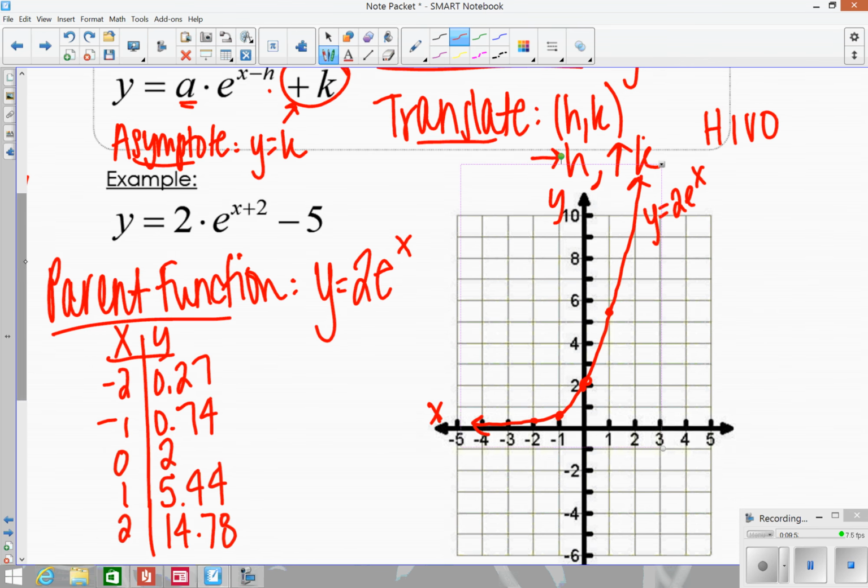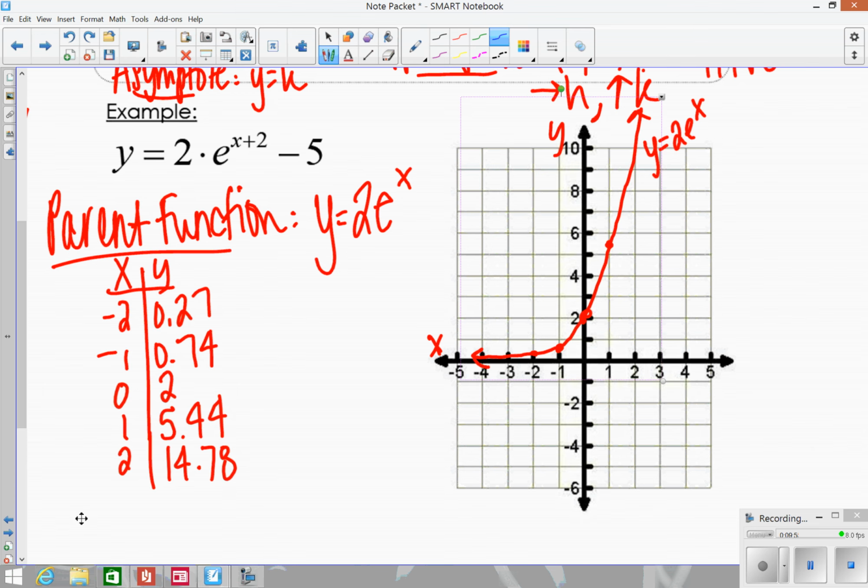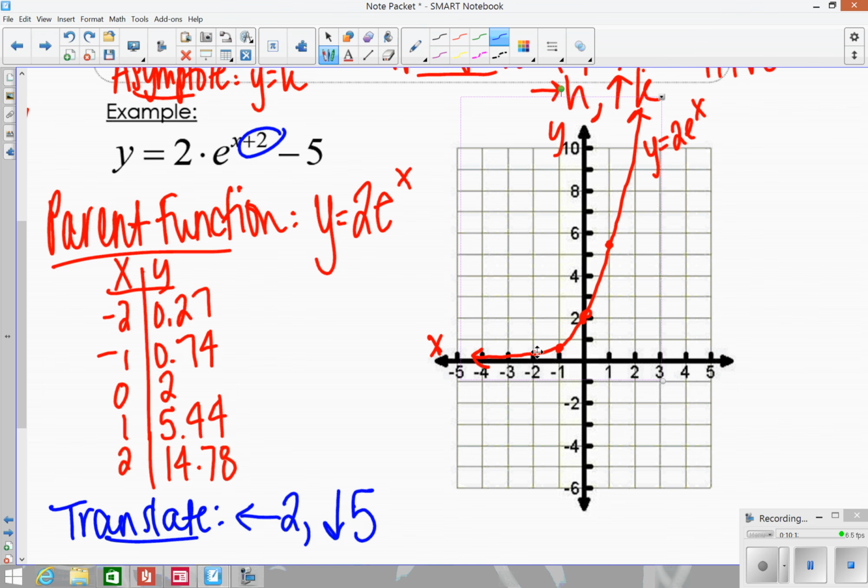And now I'm going to look at the translation portion of this. So for the translation, the horizontal is +2, so we do the opposite of that, so it's going to be left 2. And then -5, we do the same, that's our vertical, so we're going to go down 5. So I'm going to take each of these key points that I just plotted, and I'm going to move them left 2, down 5. 1, 2, 3, 4, 5.